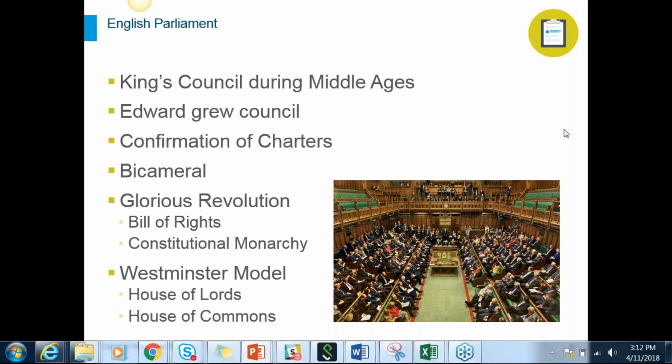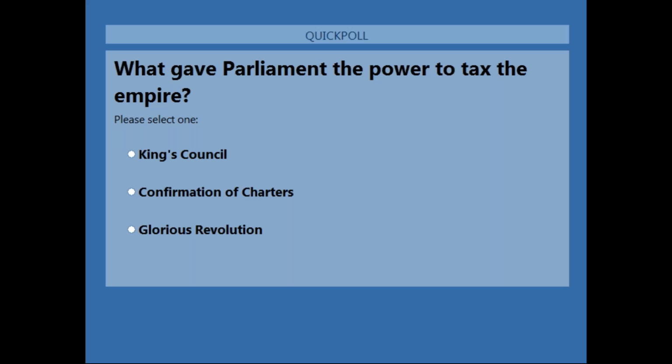And that leads us to our next poll question. What gave the Parliament the power to tax? Was it the King's Council, the confirmation of charters, or the Glorious Revolution? What gave Parliament the power to tax? Give 5 more seconds.